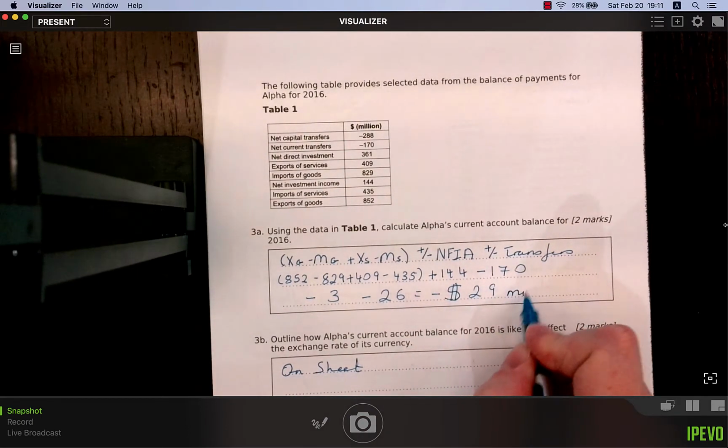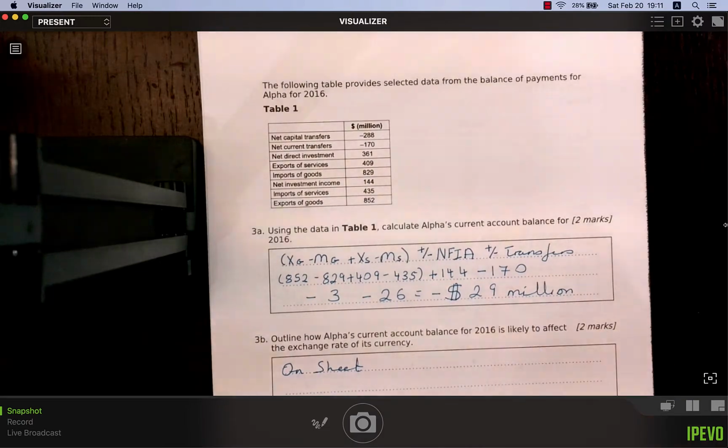And what's that? That is a deficit on the current account of 29 million. You can write down a deficit of 29 million, that's absolutely perfect, or you can write down, as I have done here, minus 29 million. But do not write down both. Do not write down a deficit of minus 29 million, because that's a double negative.